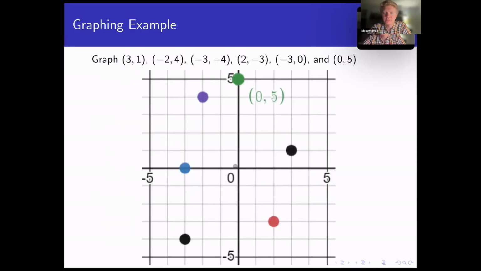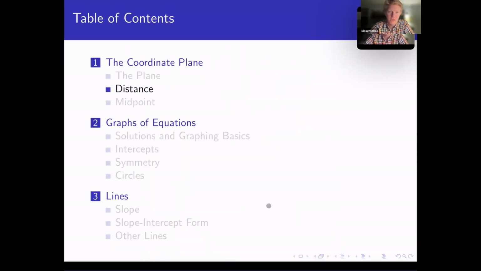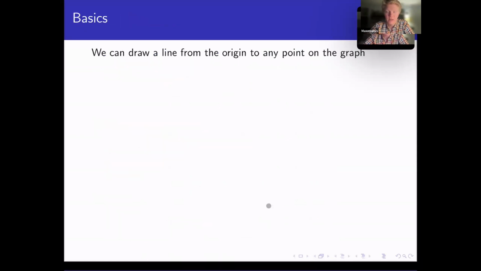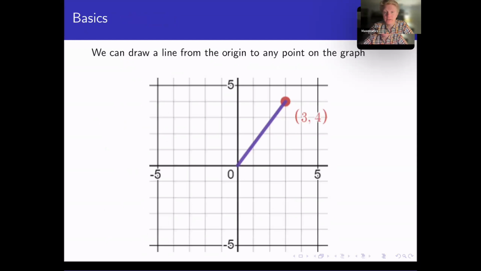Maybe not so hard to say from this point to this point is 3 units, but how about going from this point to this point, or even this point to this point? Well, that's where we come up with distance. We can draw a line from the origin to any point on the graph. So let's say we have the point 3, 4, and we want to draw the line from 0, 0, the origin, to 3, 4.